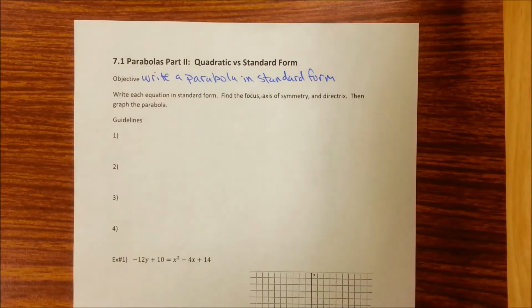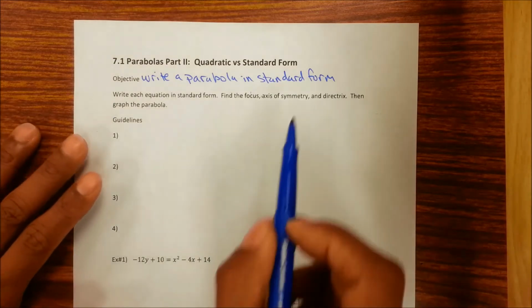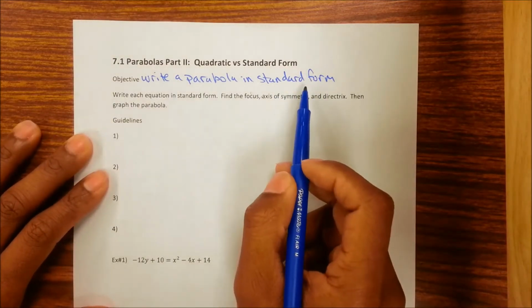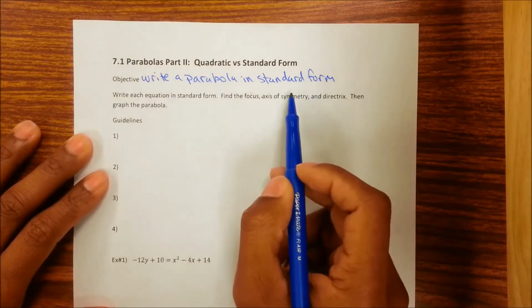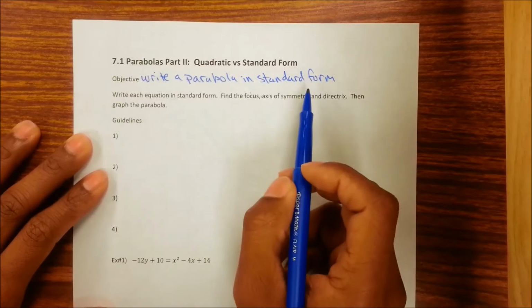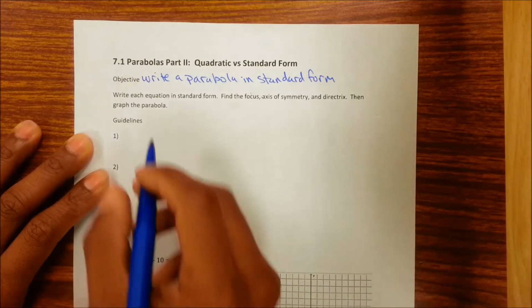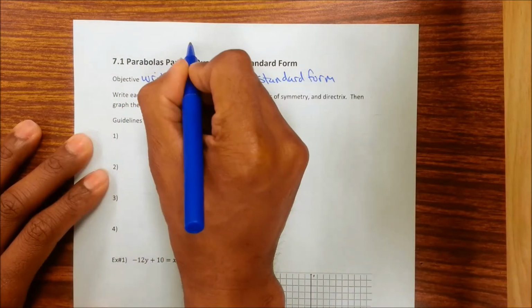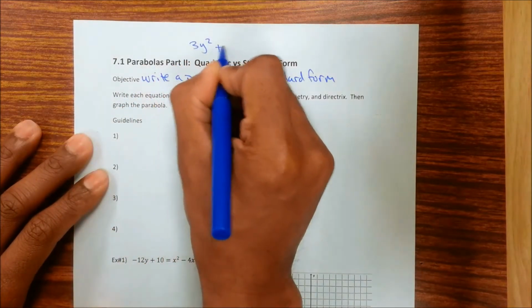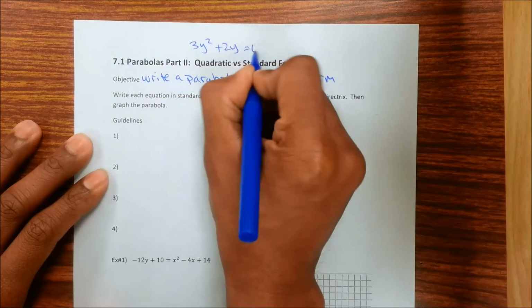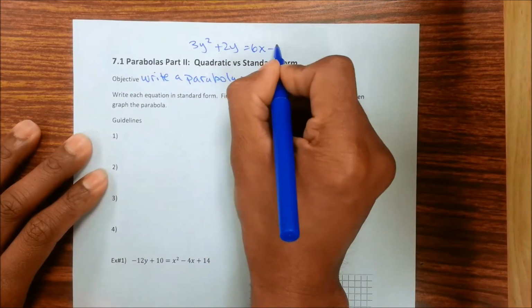Okay, so what we're going to do today is we're going to try to finish off section 7.1, which is how to graph parabolas that are in standard form. Now, the problem is that some of our parabolas aren't always going to be in standard form. Remember, in standard form you can see the h and the k to get our vertex pretty easily. The problem, though, is that some of our parabolas are going to be in quadratic form. An example of quadratic form could be 3y squared plus 2y equals 6x minus 3.